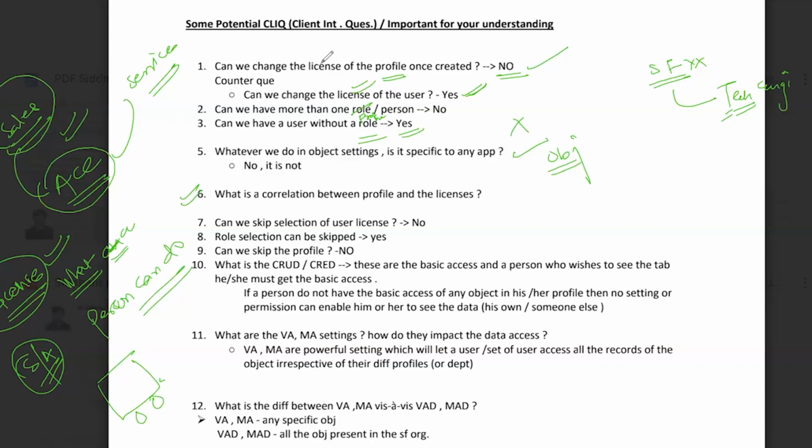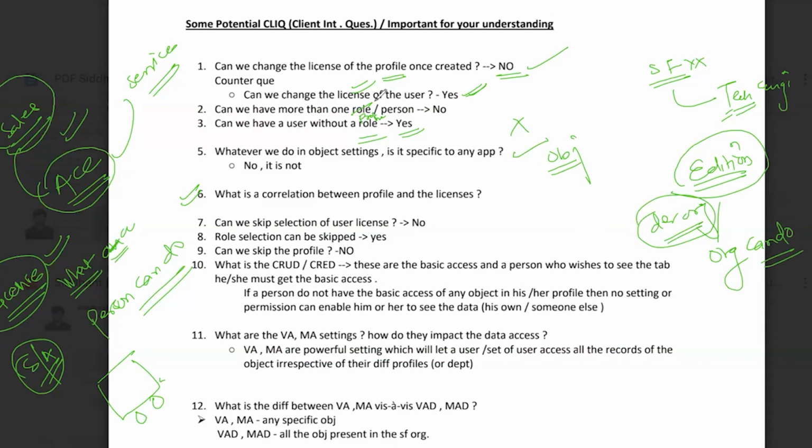Now, the next counter question can be asked to you: if that's the case, then what is the meaning of edition, or what exactly is the edition? Please note, when I say edition, edition simply means what your org can do. For example, in my case, right now I'm using a developer org. So if it's a developer org, I have got restrictions with respect to a lot of things.